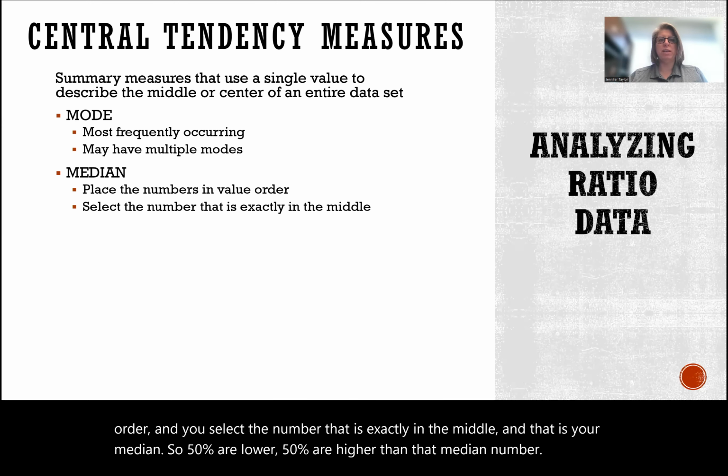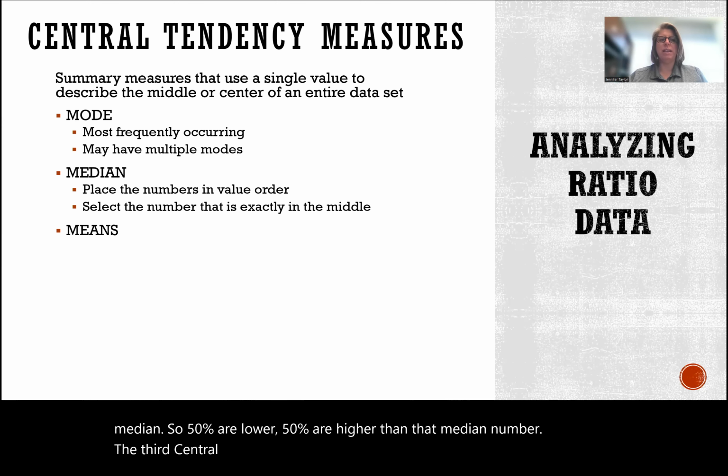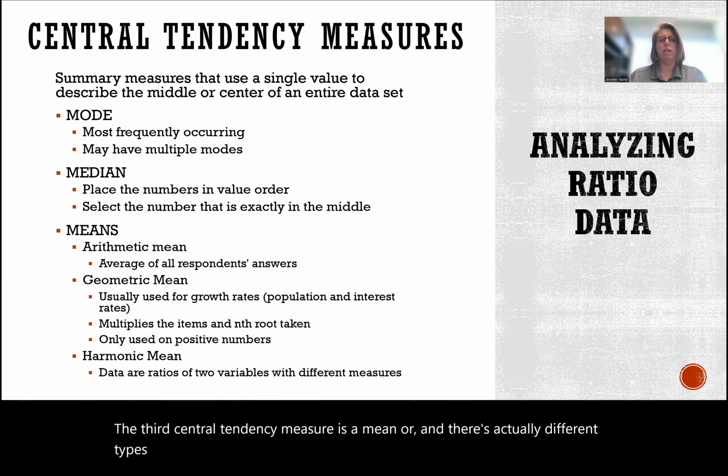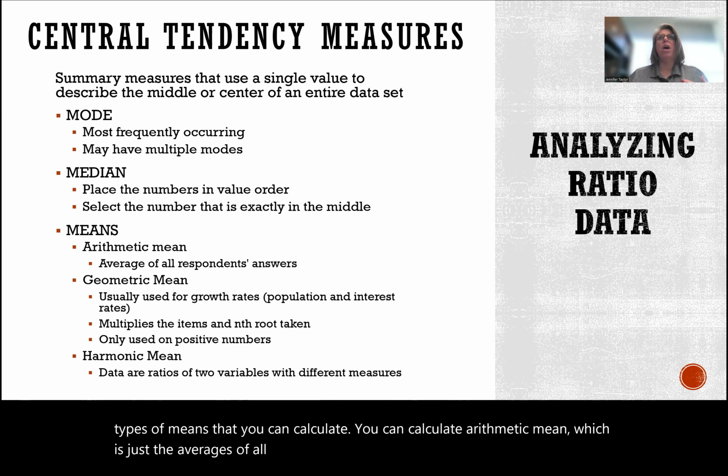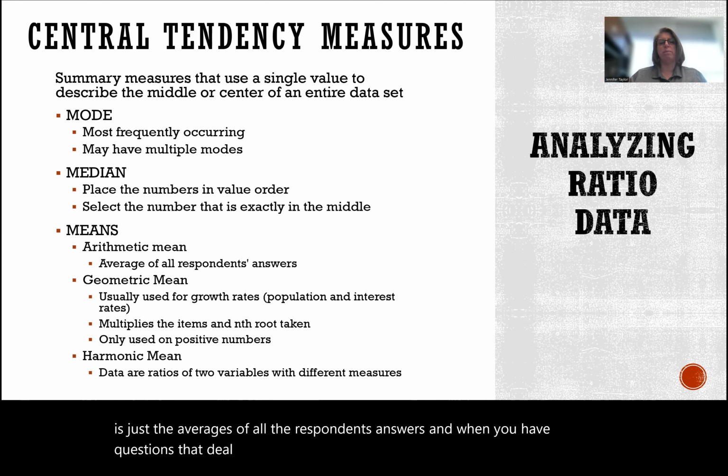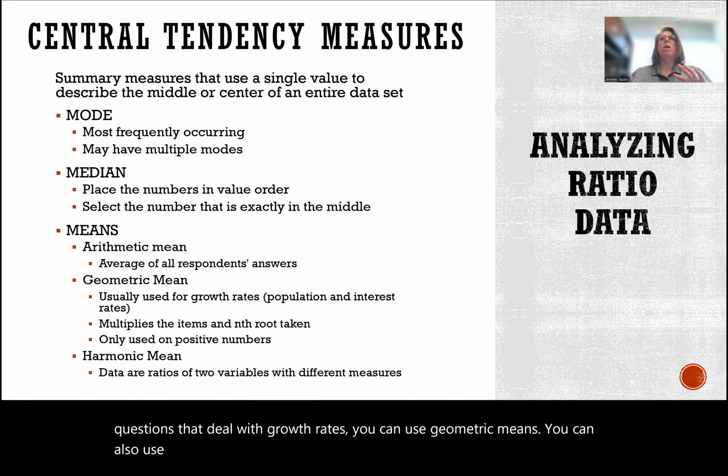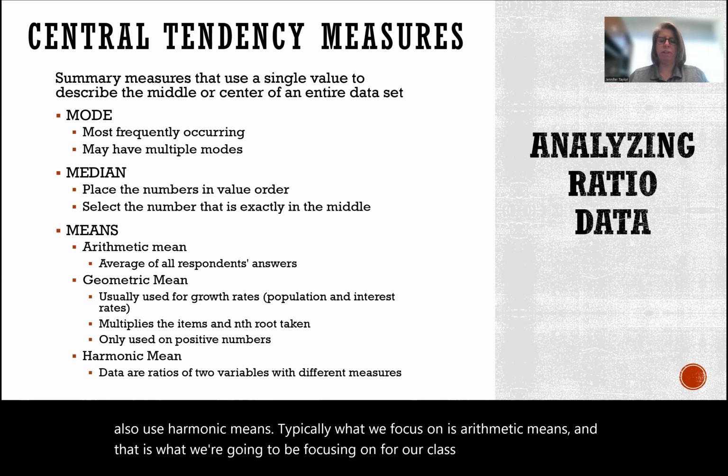The third central tendency measure is a mean, and there's actually different types of means that you can calculate. You can calculate arithmetic mean, which is just the average of all the respondents' answers. And when you have questions that deal with growth rates, you can use geometric means. You can also use harmonic means. Typically, what we focus on is arithmetic means, and that is what we're going to be focusing on for our class and for this video discussion.